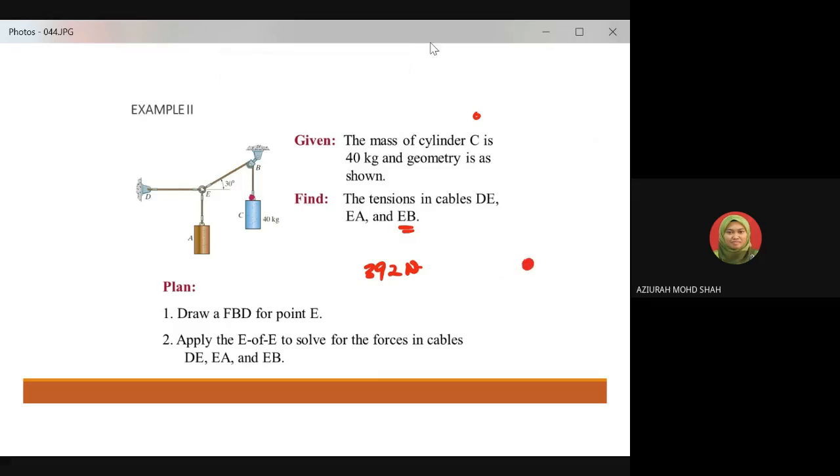We just draw the FBD for, okay, I need you at least try ya, sebab kalau you tak try sampai bila-bila pun, itu pesanan untuk saya jugalah. Kena cuba juga. Kalau tak sampai bila-bila kita tak bergerak lah. Yeah, you have to do something.